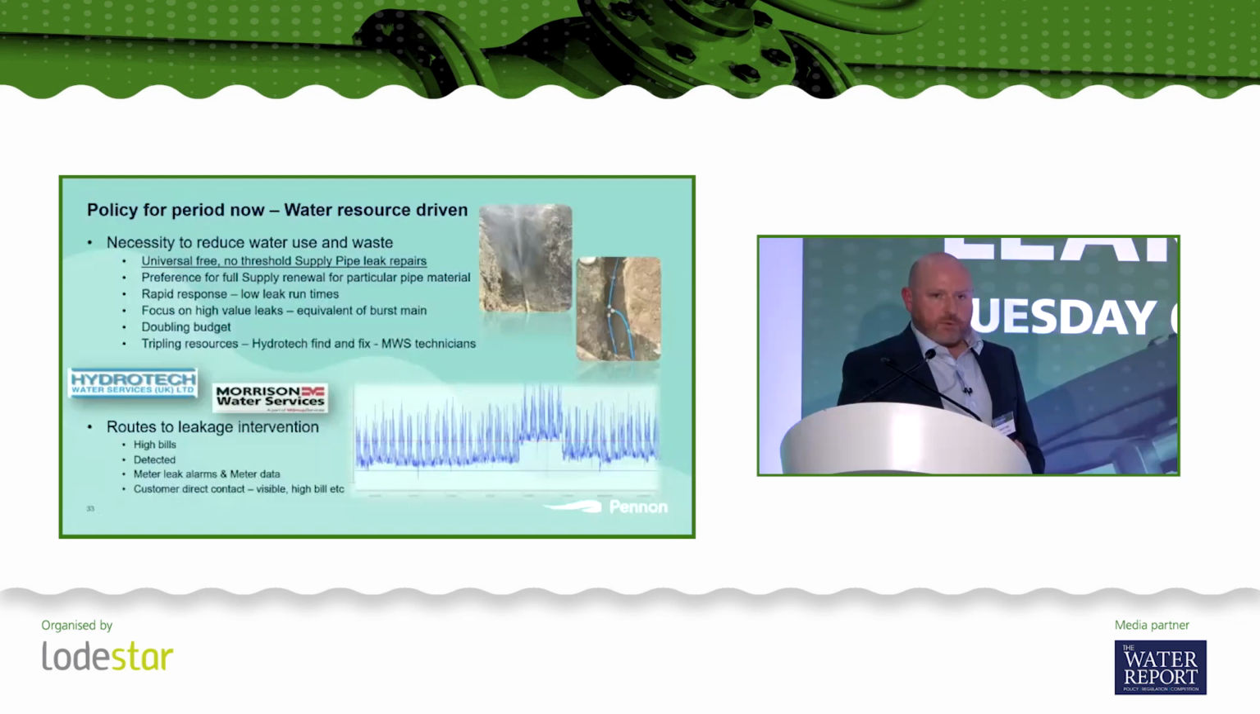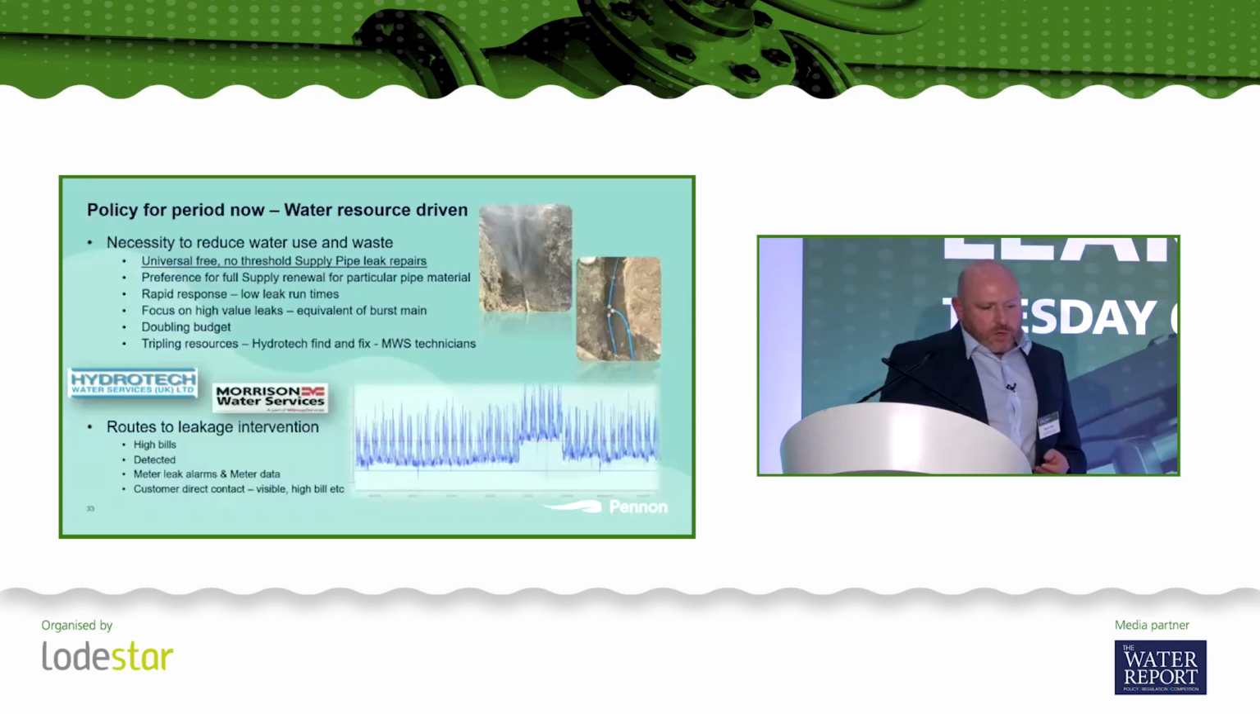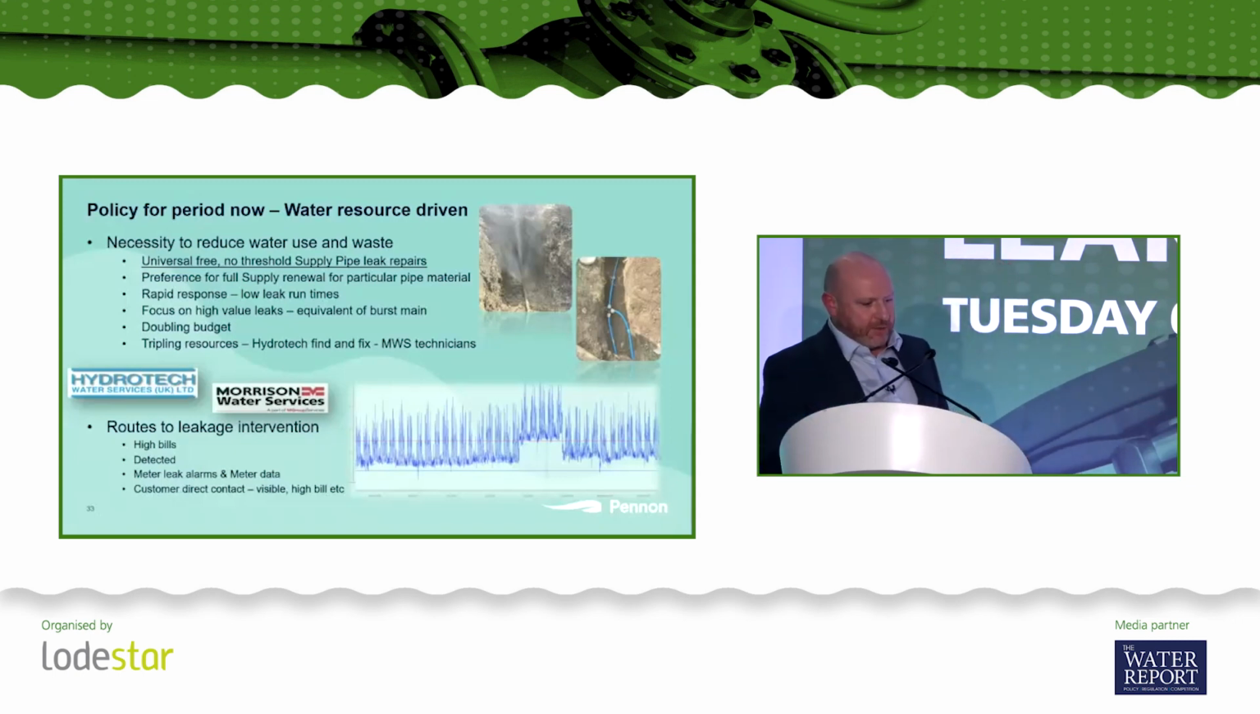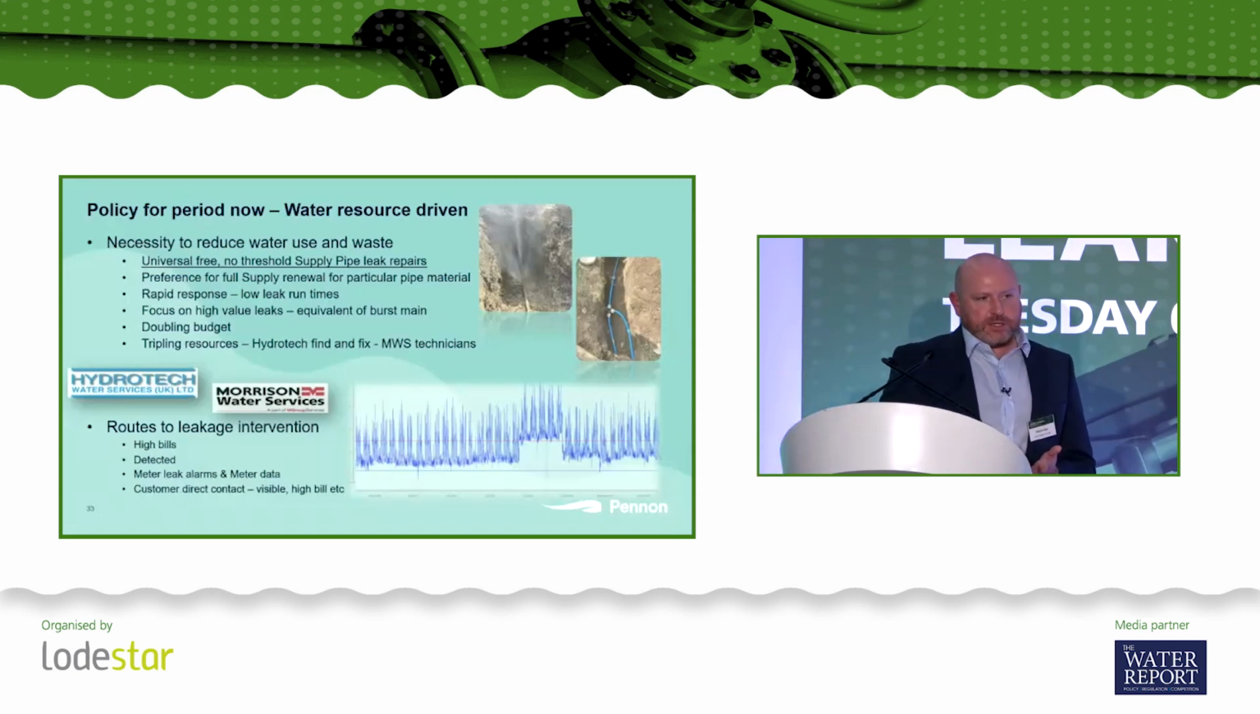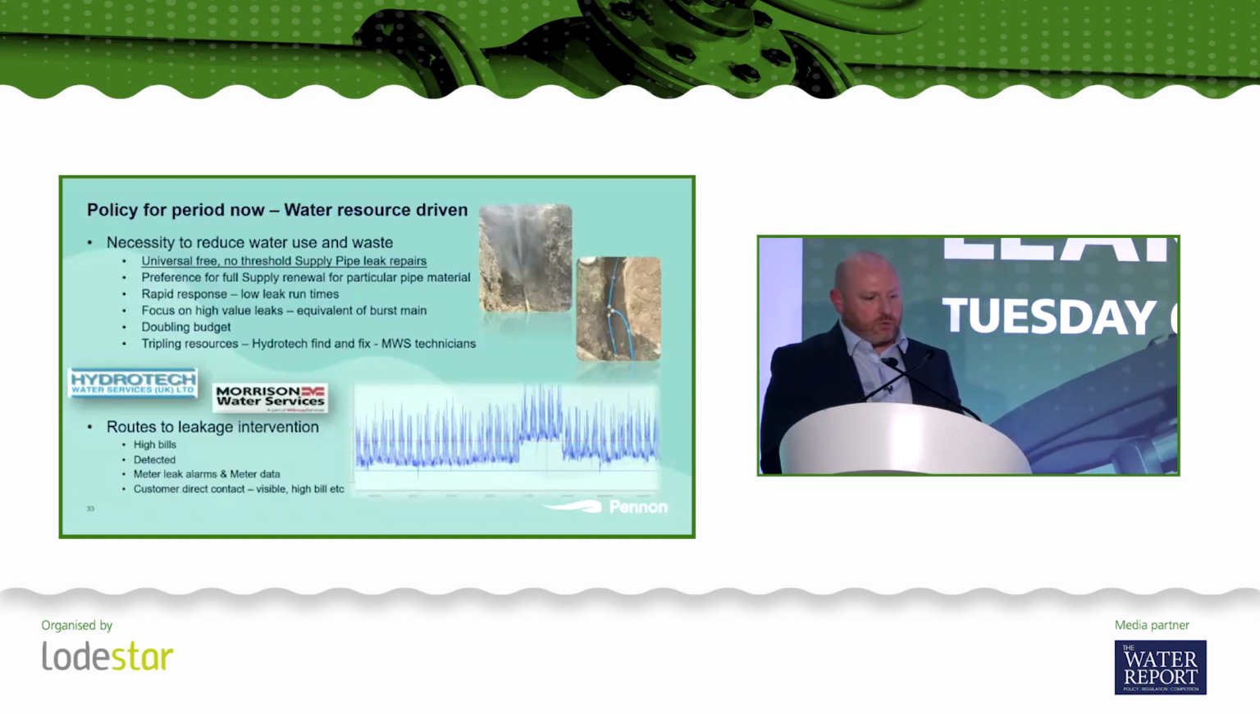We are still focusing where we can on high value leaks. If we look at an equivalent to a burst main, we've had some customer leaks in excess of 5 cubic metres an hour. If that was on a burst main, we'd be getting out there in a couple of days, so we're trying to bring down the time of getting out to some of these. We have obviously had to spend more money to do this, so we have more than doubled our budget and tripled our resources. We've got Hydrotech, as I said, for the find and fix, and we're also using Morrison Water Services for our technicians.